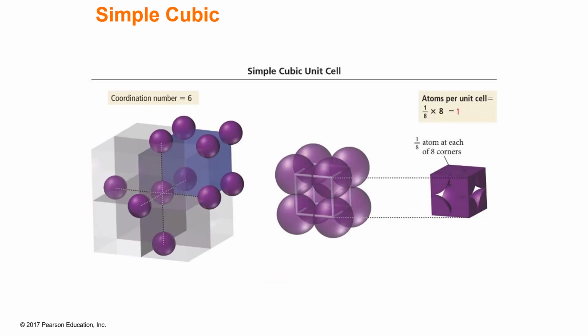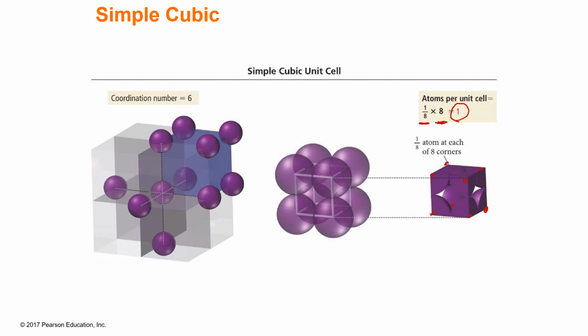So if we look at a simple cubic, it has 8 atoms, each at a corner of the cube. Because it's on the corner, 1/8 of each atom is on the inside of the cube, and there's 8 total. So if we multiply 1/8 of each atom by 8 atoms that are in the cube, we end up with 1 complete atom in our simple cubic unit.